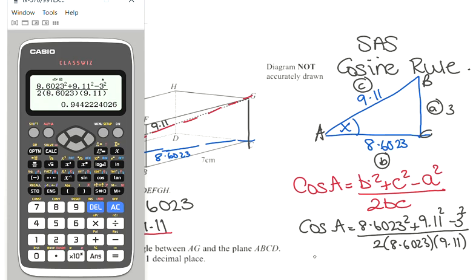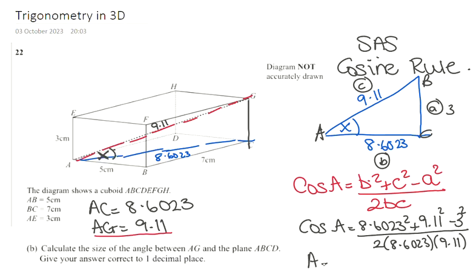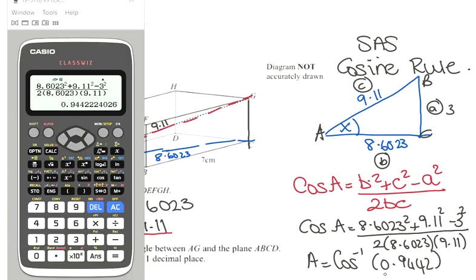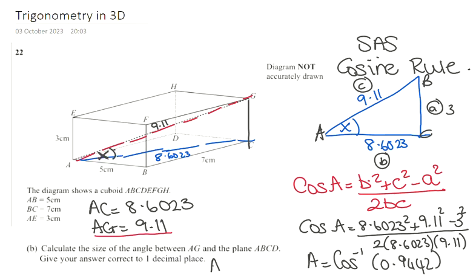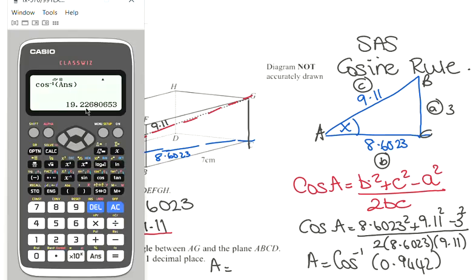So we're going to have A is cosine to the minus 1, so it's the inverse, and it's going to be of what we just found. Okay, so I'm going to do shift and cosine. And my answer is what I had, or I could put in 0.9442. And I should have 19.226. We asked for 1 decimal place, so my angle A is going to be 19.2.